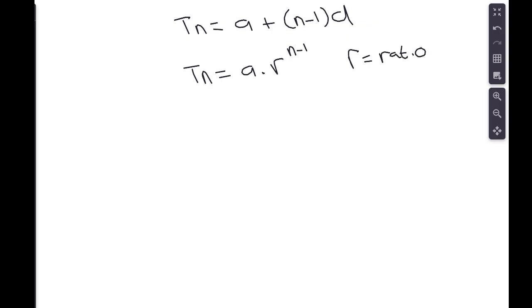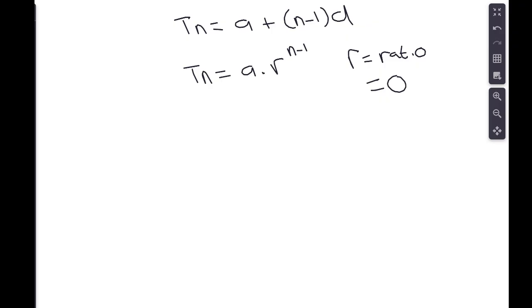The ratio r can never be 0. Okay? That is the important part that you need to understand about the geometric sequence. So the sequence will always change using the ratio, and the ratio will be a fixed number, or you can say a non-zero number.